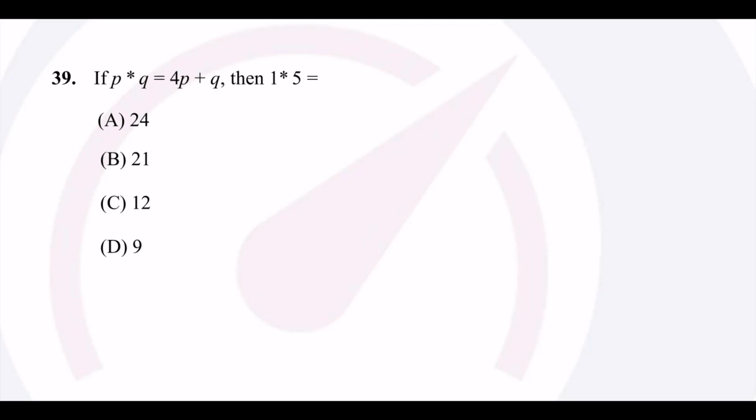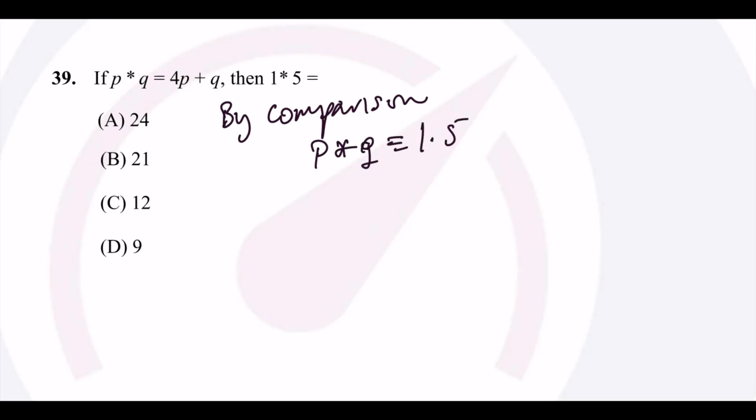Question 39, we know this is a binary operation. If P star Q is equal to 4P plus Q, then 1 star 5 is what? So by comparison, P star Q is equivalent to 1 star 5. Therefore, P is equal to 1 and Q is equal to 5.